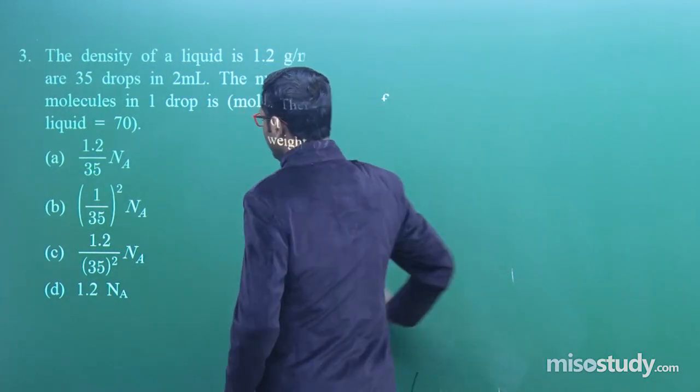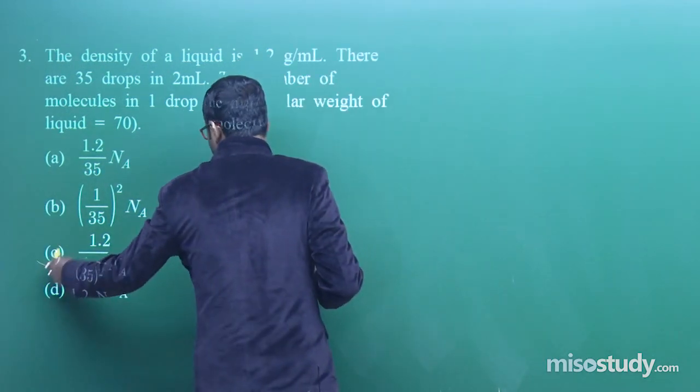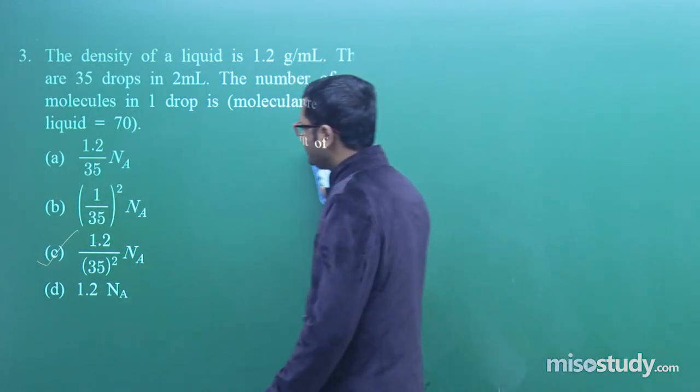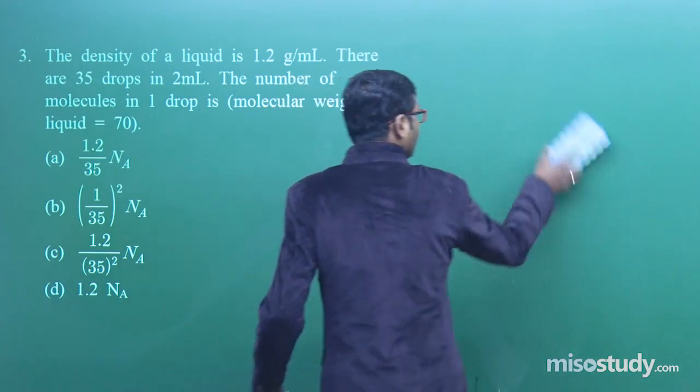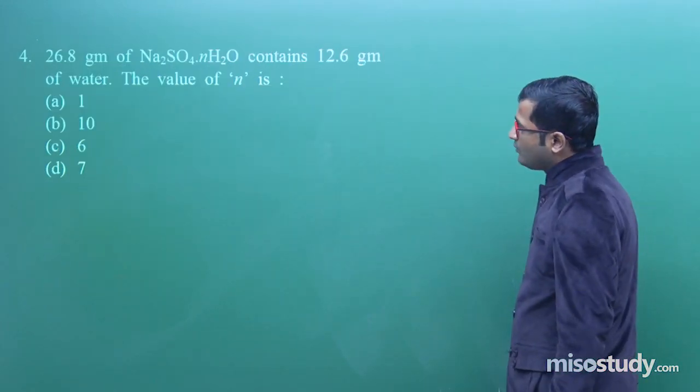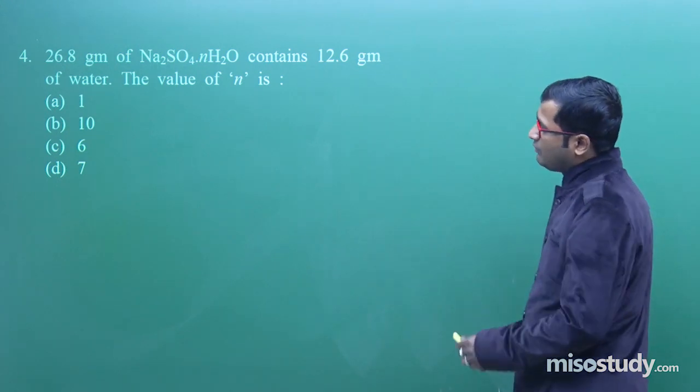So the answer will be, you can write here, C is the correct option, 1.2 upon 35 square into Na. Now let's move to the next question. This question is question number 4. What is the question number 4?